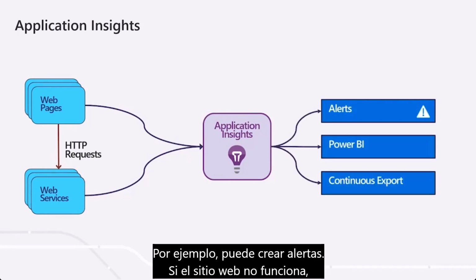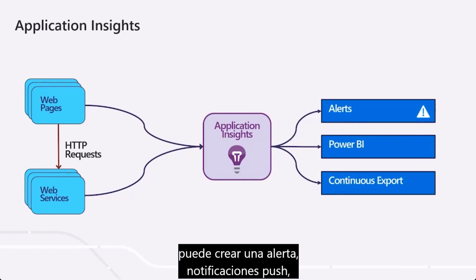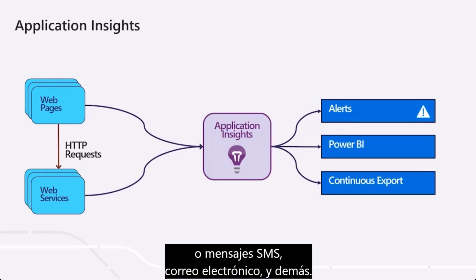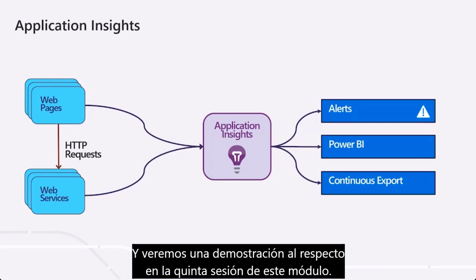For example, you can create alerts. If the website goes down, you can create an alert that you get through push notifications, or that you get through SMS or email, etc. And we'll see a demo about that in the 5th session of this module.